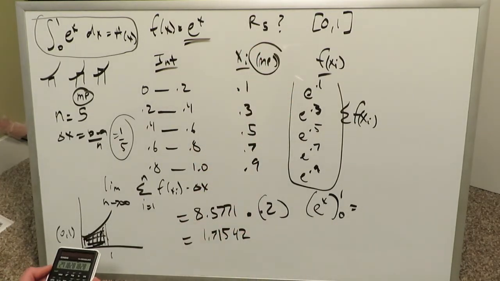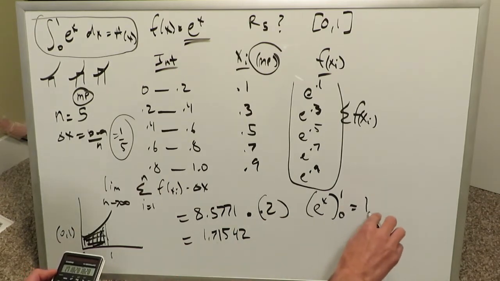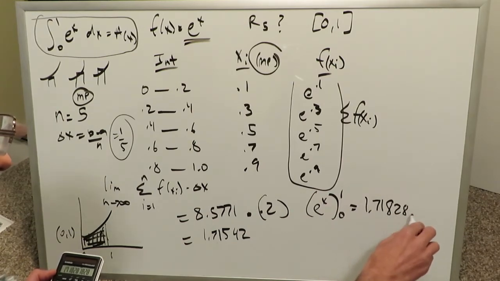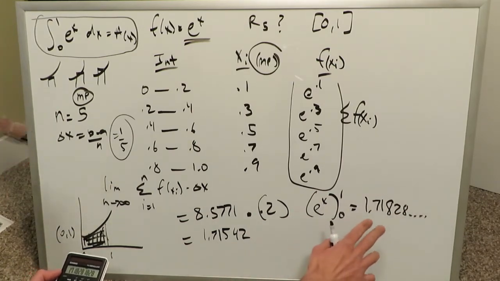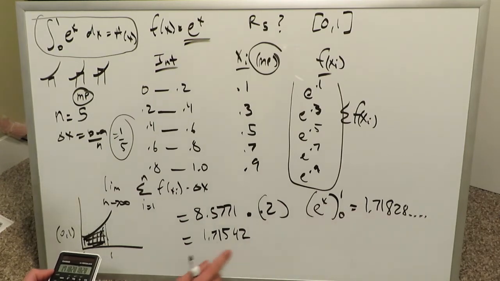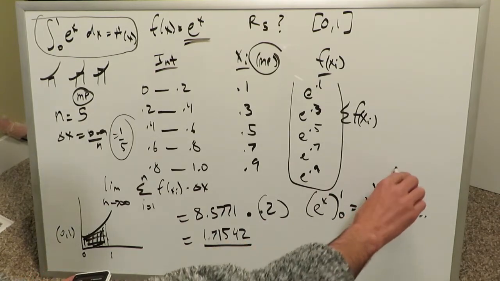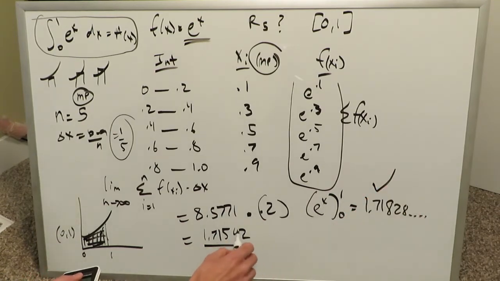And that true value ends up being 1.71828. I'm not taking it to more decimal places, but look at the difference. You have 1.71828. Here I'm getting 1.71542. It's slightly off, but this right here represents the true area. This here represents a good approximation of the area.